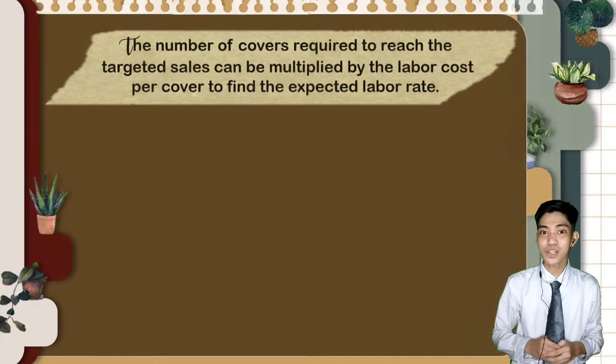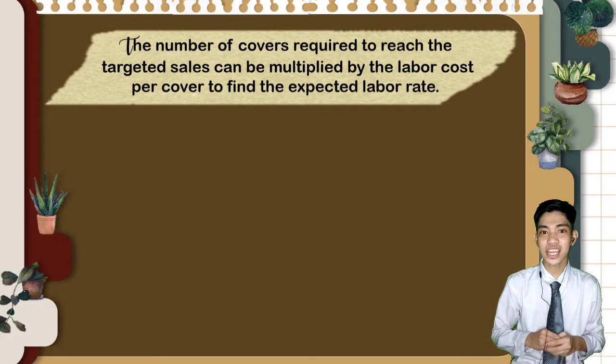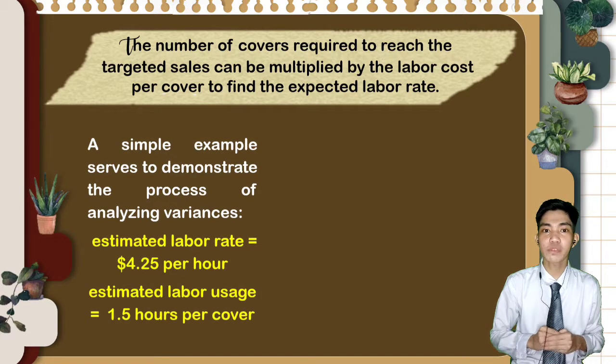Well, the number of covers required to reach the targeted sales can be multiplied by the labor cost per cover to find the expected labor rate. Then as the year progresses, actual labor costs are compared to these expected labor costs. A simple example serves to demonstrate the process of analyzing variances.